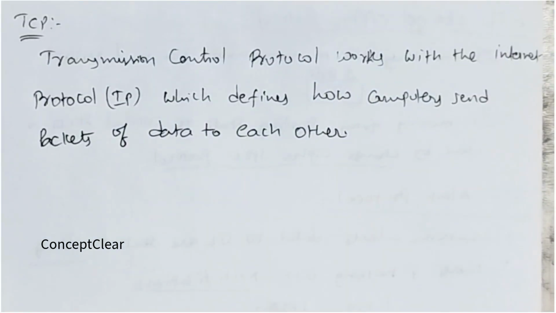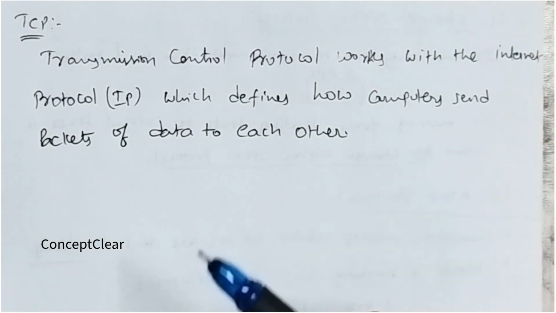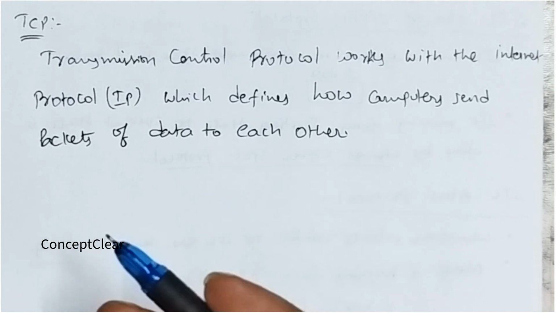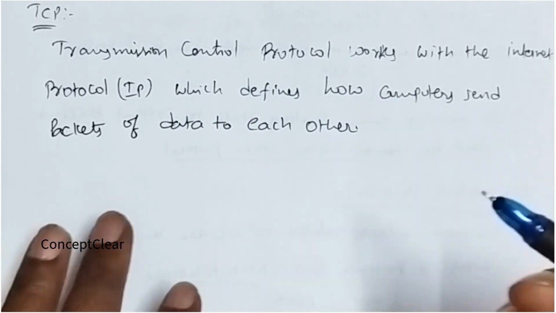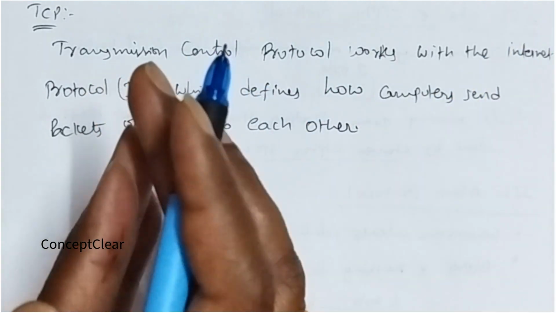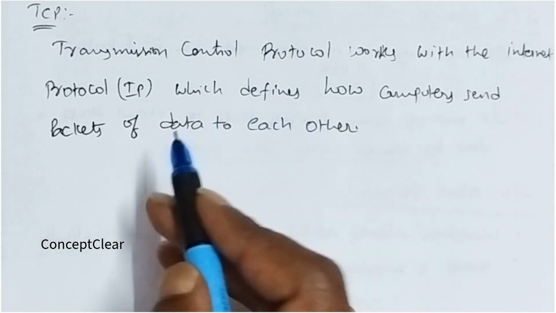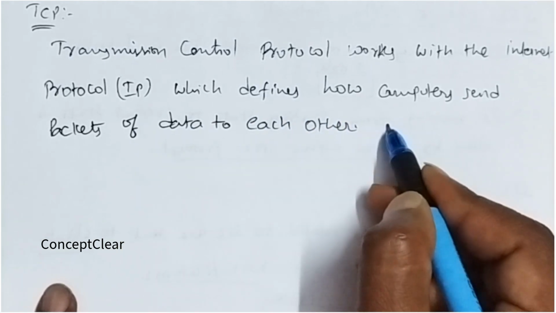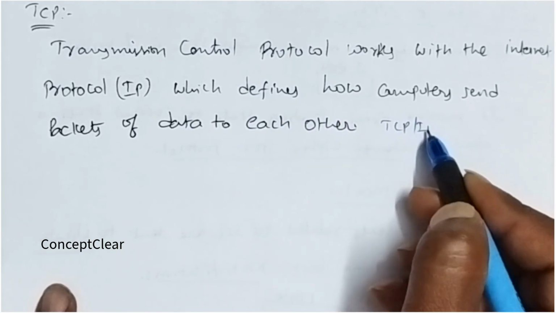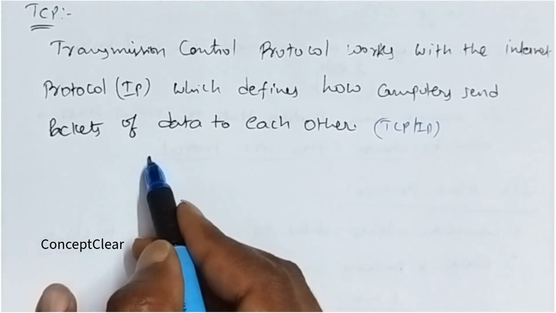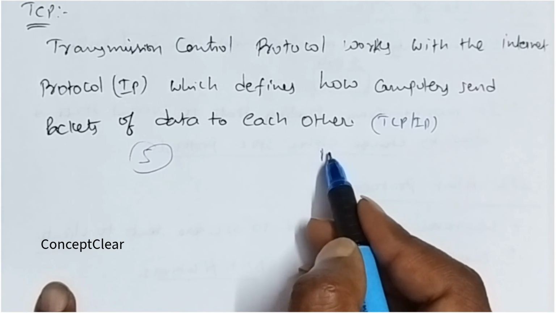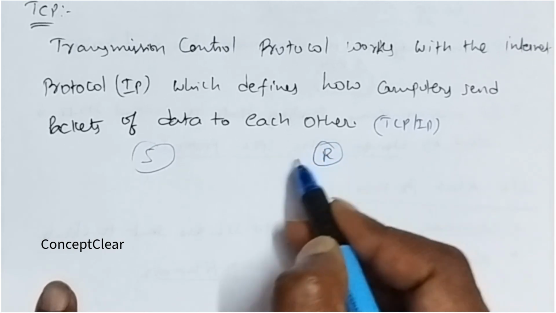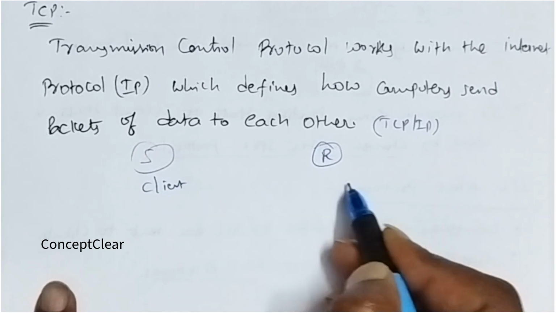Okay, next one is TCP. What is the meaning of TCP? It means Transmission Control Protocol, which works with Internet Protocol and defines how computers send packets of data to each other. This is the TCP/IP protocol, which defines how the data will be sent between sender and receiver, or client and server.